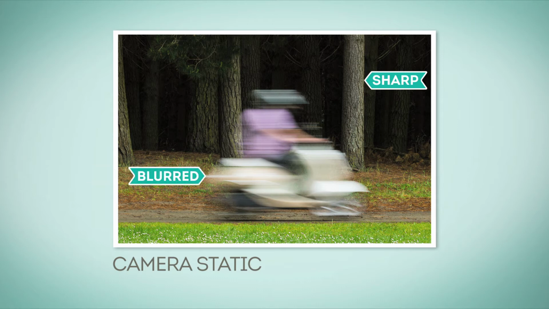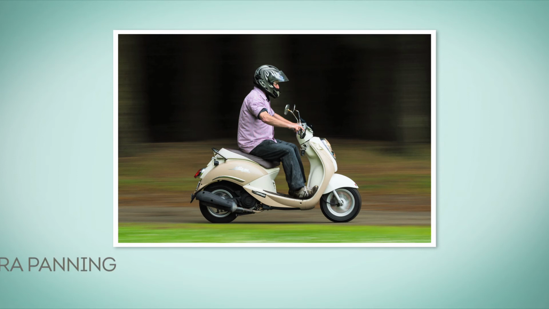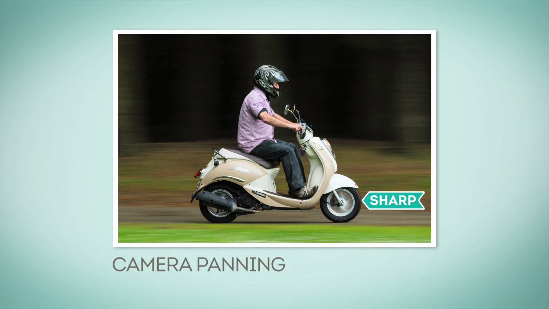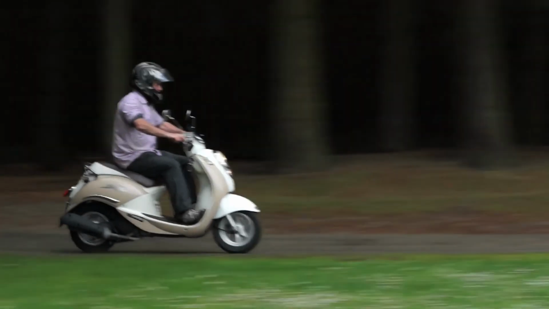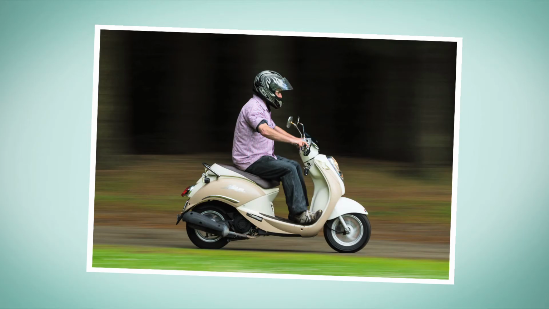In our first image, our scene is sharp except for the scooter, which was crossing our field of view when the shutter was open. In our second image, the scooter is sharp, while the rest of the scene is blurred. By tracking the scooter, it is registered sharply while the background becomes blurred.